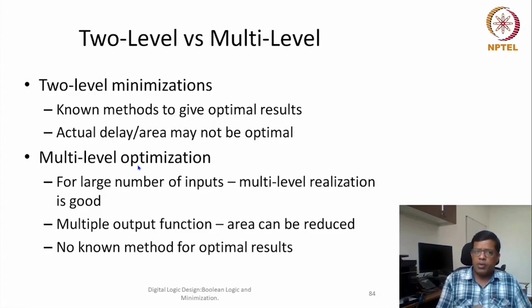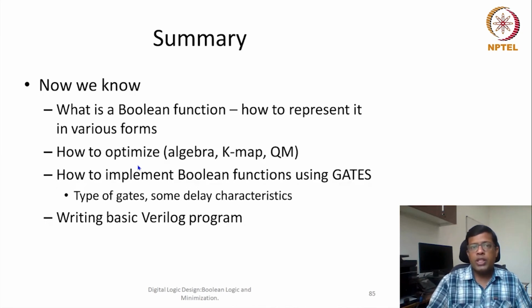We don't go for manual multiple level optimizations, but for example, when a Verilog compiler implements the circuit, it will go for multiple level optimization wherever it sees that 2-level optimization is not optimal, or area or delay will not be optimal there. So it will break it into multiple levels, and it will also try to see what other factors can be brought out, so that we can take the best advantage of multiple level optimization.